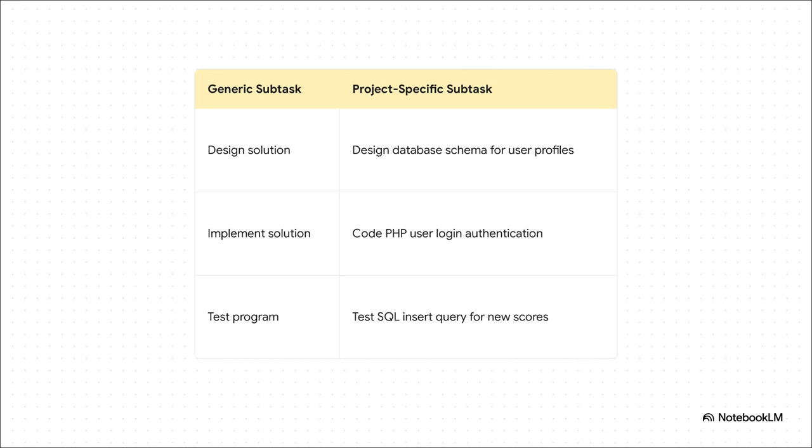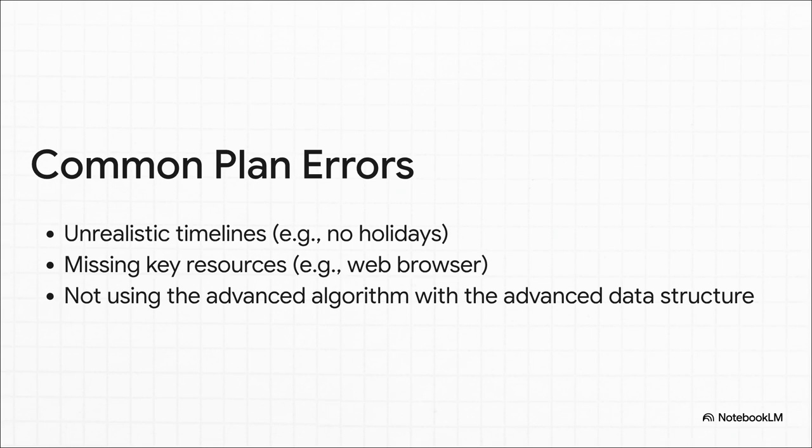And this same idea applies directly to your project plan. If your list of tasks just has generic phrases you might have copied from the marking guide, like "design solution," well, those are often worth 0 marks. They have to be specific to what you're building, like "design the database schema for user profiles." That proves you've actually thought it through. And while you're at it, watch out for these other common slip-ups. Don't create a timeline that has you working on Christmas Day. It's just not realistic. If you're building a website, don't forget to list the web browser as a resource. And this is a big one. Make sure your plan clearly shows your advanced algorithm working together with your advanced data structure. They can't just be two separate things you mention.